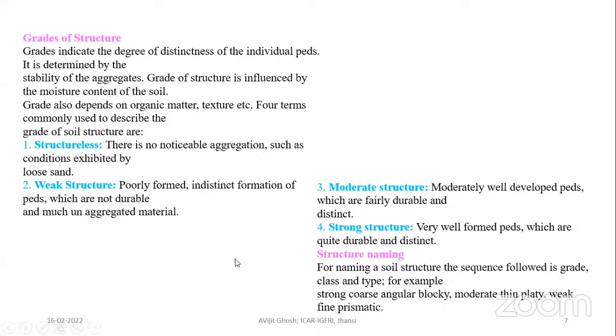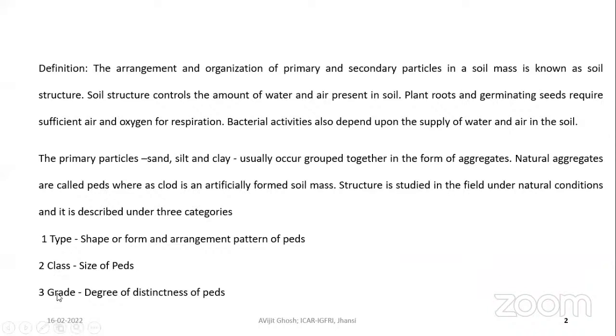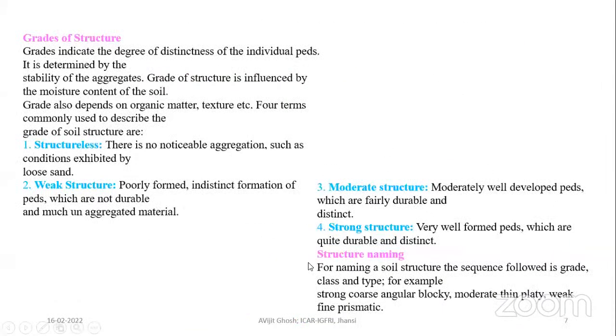Now, how do you define a soil structure? For naming a soil structure, the sequence followed is grade, class, and type. That is reverse. We understood the soil structure from type, class, grade. But when you tell it, we tell first the grade of soil structure, then the class, then the type. It is generally asked in multiple choice questions: what is the sequence? First we have to tell the grade of the soil, then class, then type. For example, strong, coarse, angular blocky structure. Naming, and moderate, thin, platy, weak, fine, prismatic. These are examples of telling a soil structure.